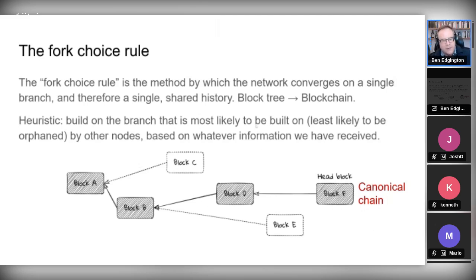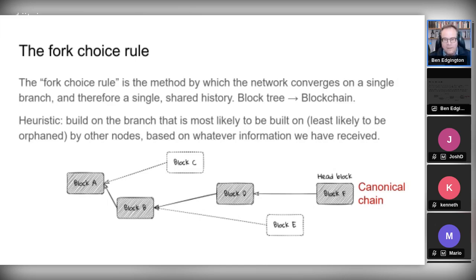And how do we do this? Well, there's a kind of heuristic. I mean, the goal is, based on the information that we have about the network, which we receive through blocks, which we receive through peer-to-peer information, which perhaps we receive via carrier pigeons, whatever it is. Based on all the information we can gather about the network, we try to build a block on the head of the chain that is least likely to be orphaned by other nodes. So we build a block on the head of the chain that we believe other nodes in the network also think is the head of the chain.